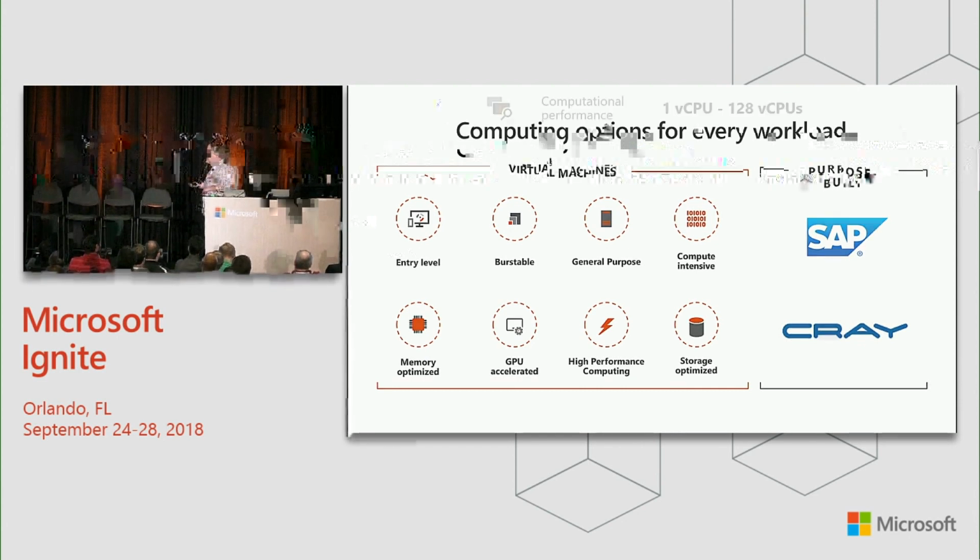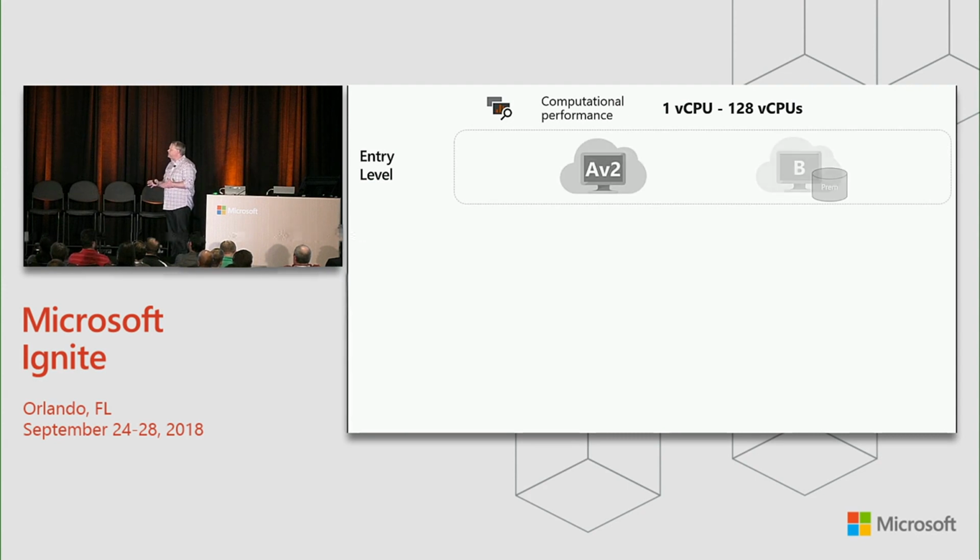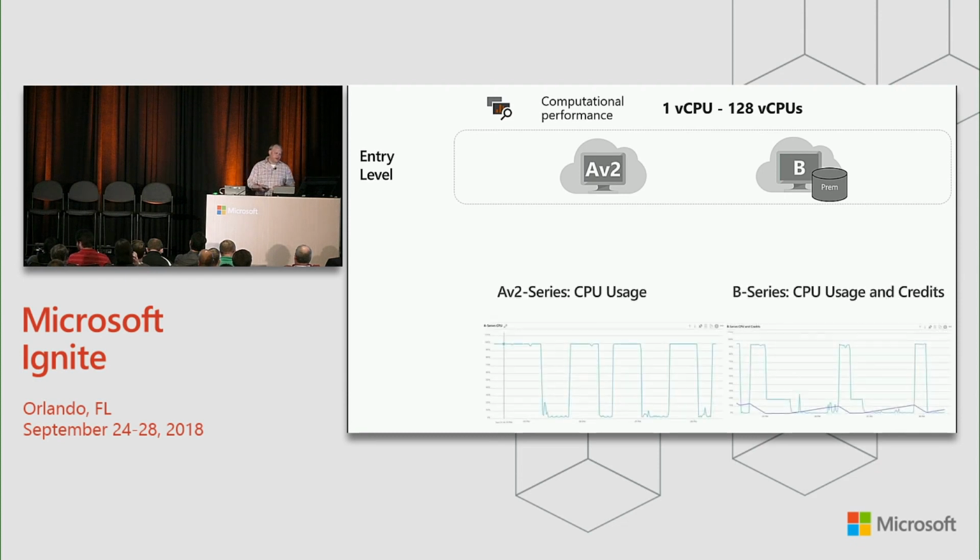So let's jump to one of the areas that I want to touch on. We get a lot of questions about entry level sizes. We have an Av2 and a burstable. The question is often, what should I use for that kind of entry level, lightweight workload? And what's the difference? What is this burstable thing? I'm going to show you a couple of screenshots, and actually it's going to be a little better to do this as a demo.